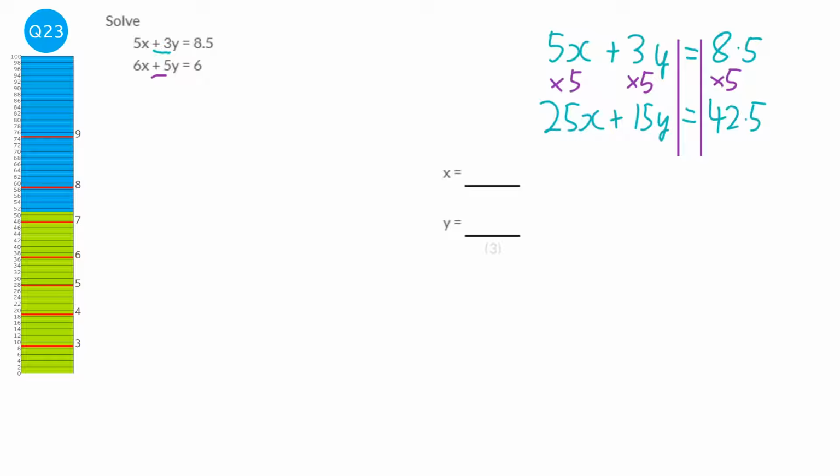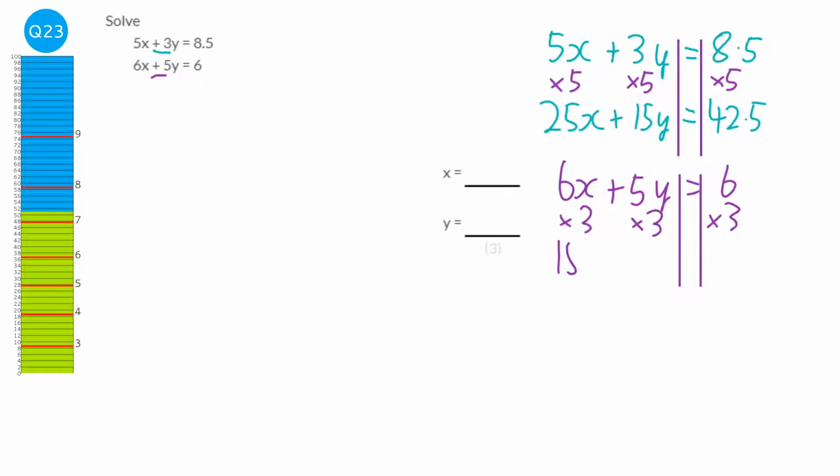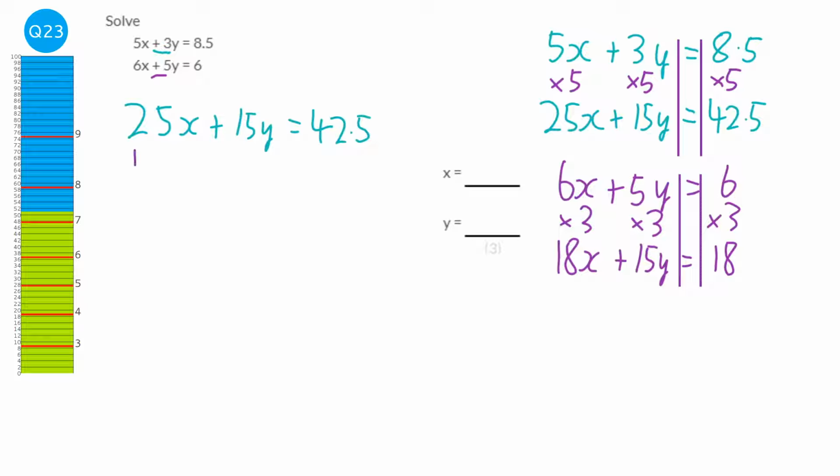And we're going to do the same with the second equation. Just going to write it out. And then we're going to make that second term 15y. And we're going to do that by times everything by 3. So 6x times 3 is 18x plus 15y, and then that's going to be 18. So we're going to write these equations again, so we can work our simultaneous equation magic on them.